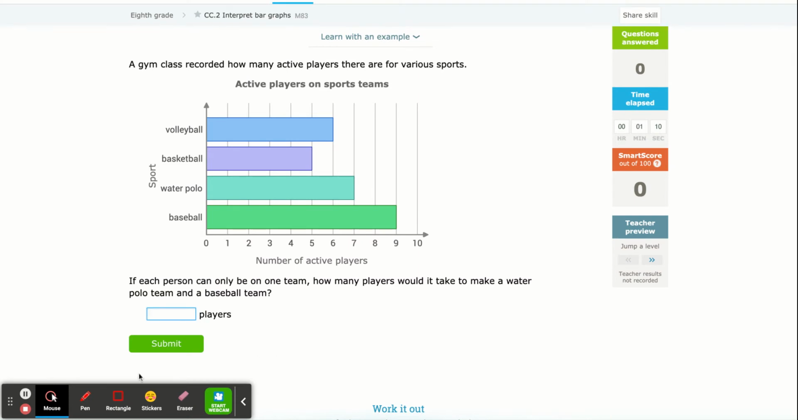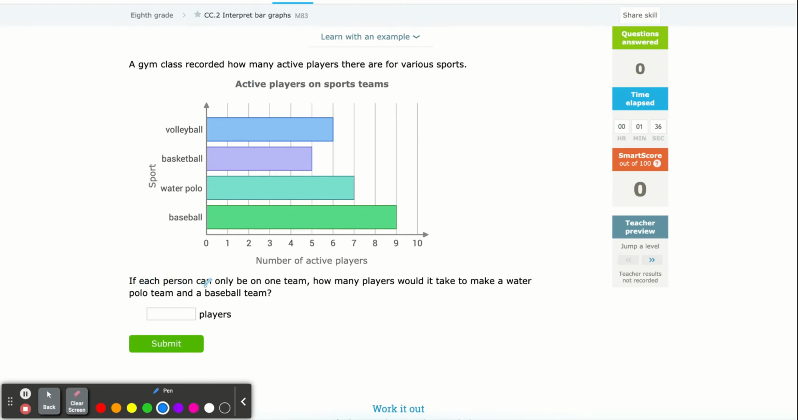Now, again, the most important part of interpreting or answering questions is to read the question carefully and to recognize the information in the graph or picture that they give you. So we have volleyball, basketball, water polo, and baseball. And these are active players on a sports team. Active meaning they're the ones that are actually on the field playing. They're not the people sitting on the bench.